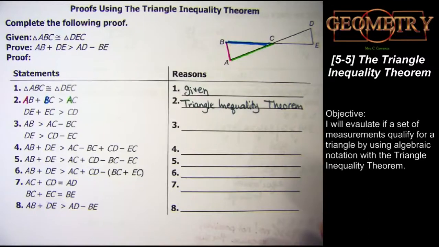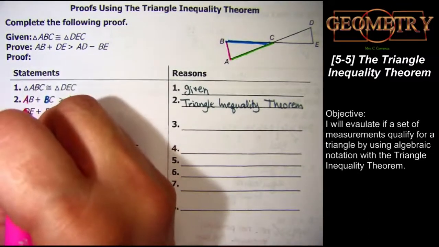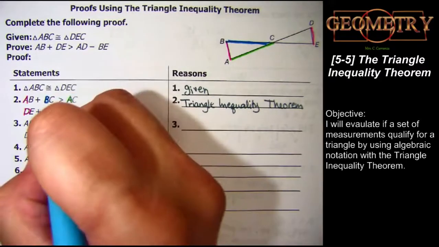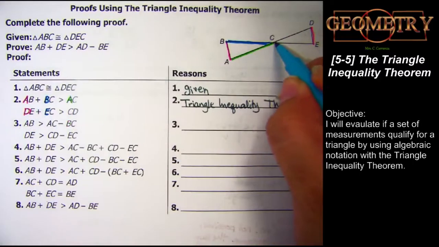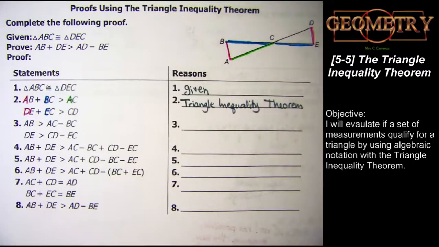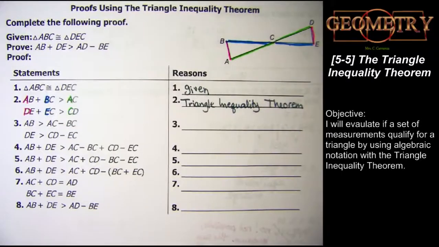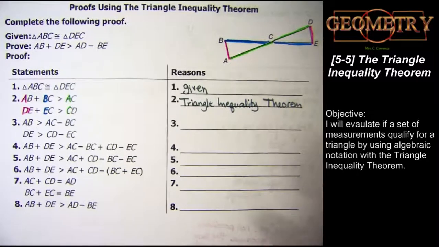Let's check to see if the second part of that statement is also true. It says DE. DE is this side of the triangle. Excuse me. EC is this side of the triangle. And CD is this. Oh, yep. They did the same thing with that triangle. Okay. Next statement. AB is greater than AC minus BC.